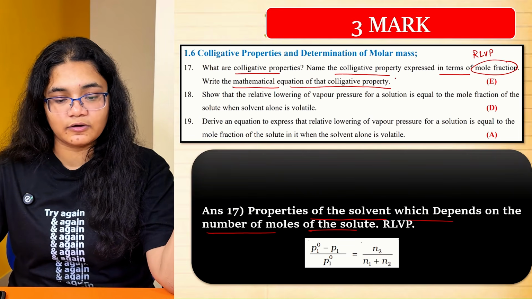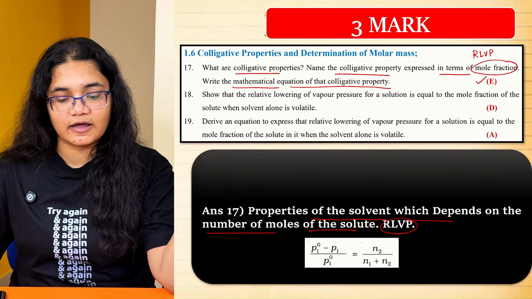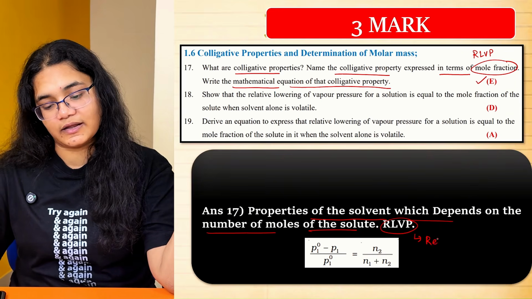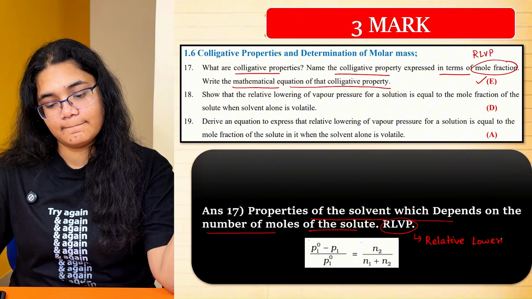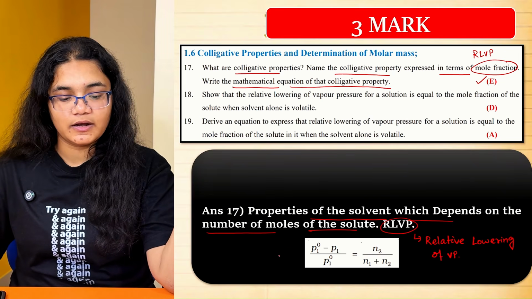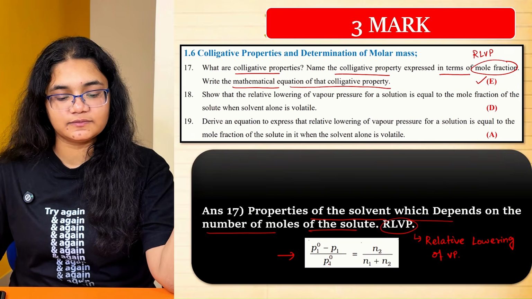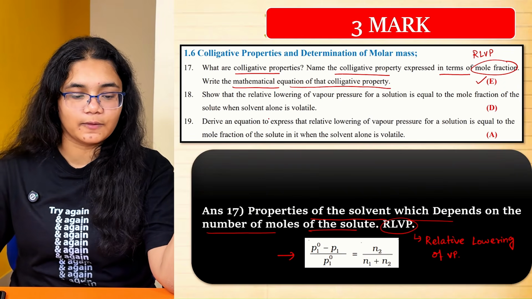So first of all, which colligative property is used in terms of mole fraction? That is RLVP, or you have to write down the full word, that is relative lowering of vapor pressure. Next, this value (P01 minus P1) by P01 is equal to N2 by (N1 plus N2). That is your formula. Okay.